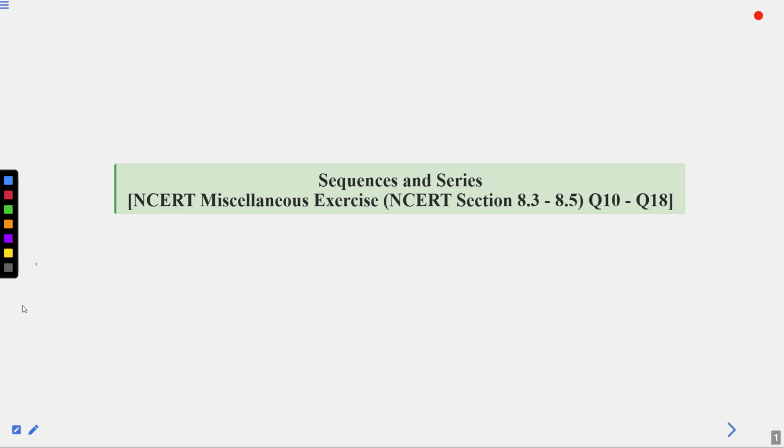So in today's class, we will study sequence and series. We will solve some NCERT miscellaneous exercise of NCERT section 8.3 to 8.5 from question number 10 to question number 18. So let's start.